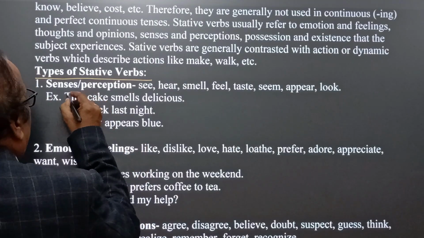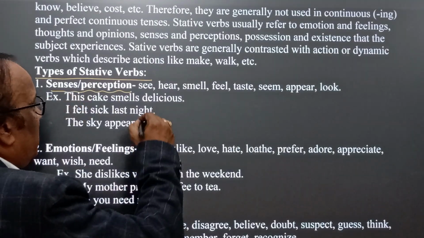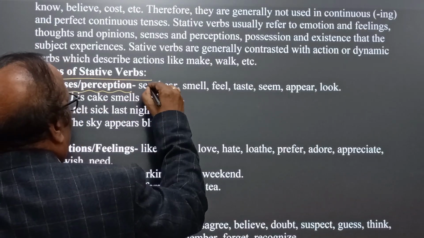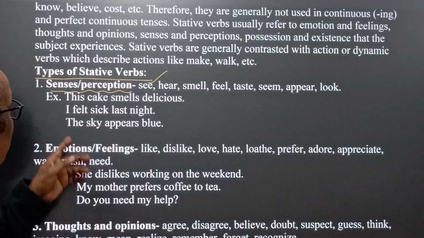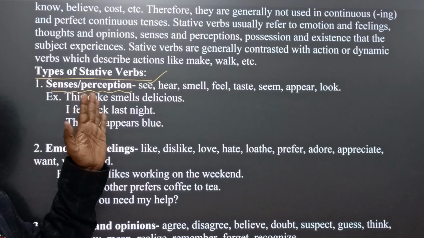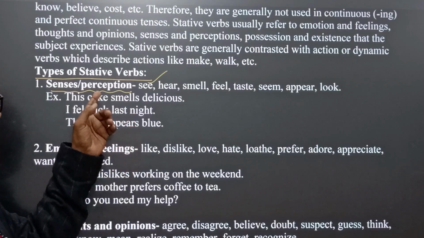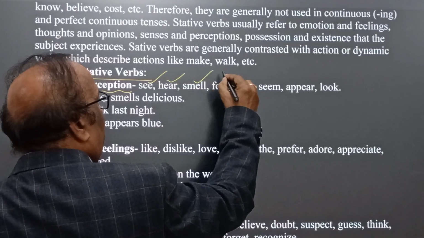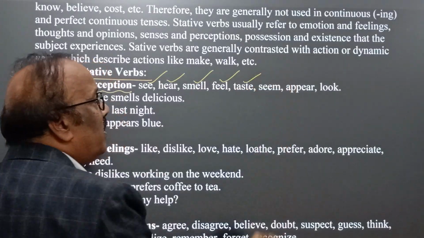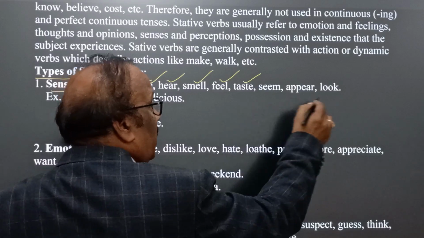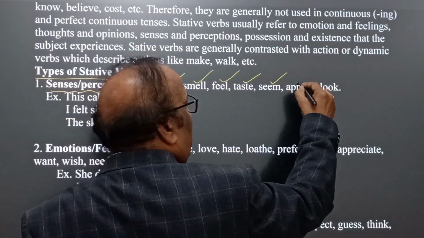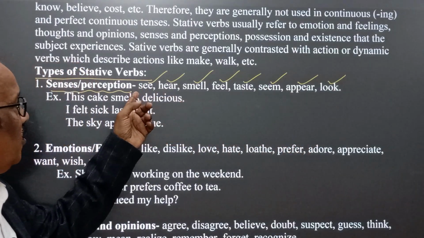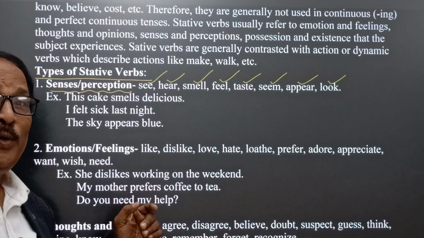One, senses or perception. In this case, we find the verbs which are closely associated with our sense organs. We have 5 sense organs, and here: see, hear, smell, feel, taste. Again, related activities: seem, appear, look. These 3 are also related to our sense organs.